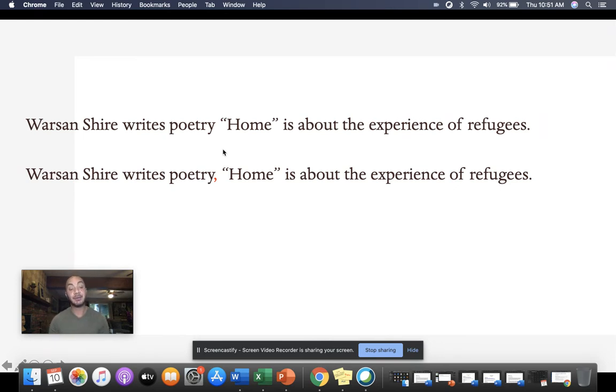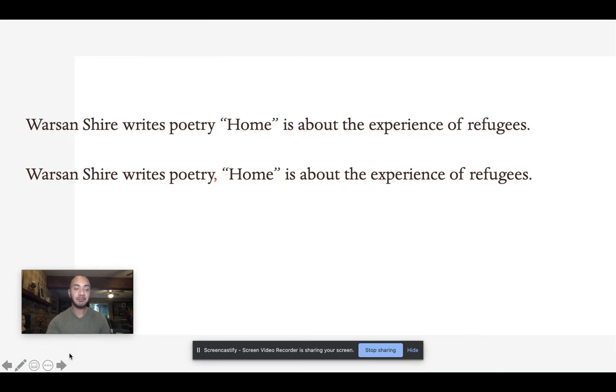The second example is also a type of run-on sentence. This time we see a comma that occurs between the first independent clause and the second independent clause. Warsan Shire writes poetry, comma, home is about the experience of refugees. However, this is still an error. The comma is not a strong enough punctuation mark to be able to hold those two sentences together. And so this is what we would call a comma splice.